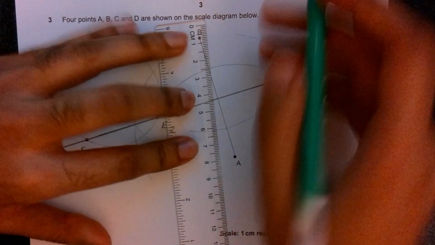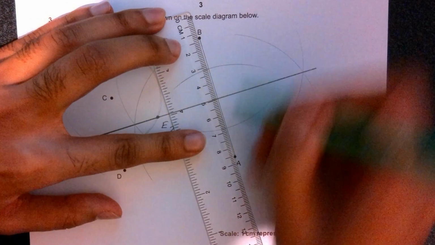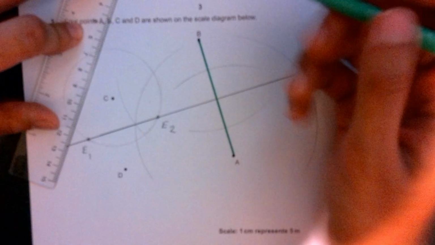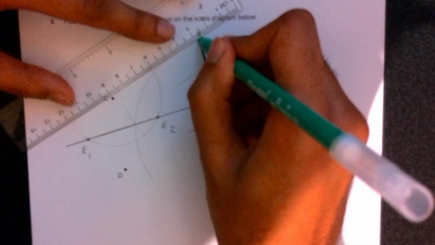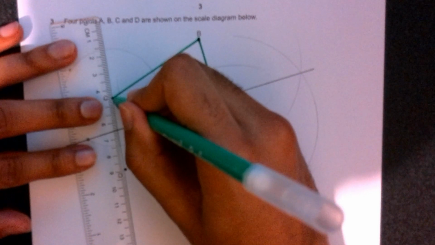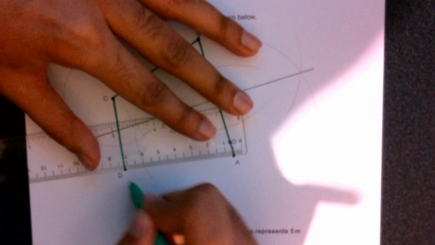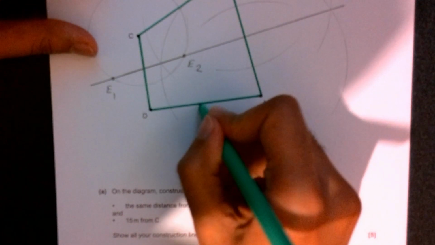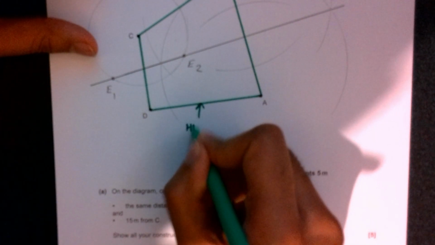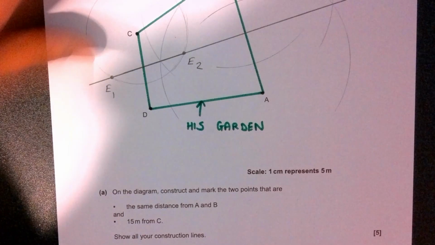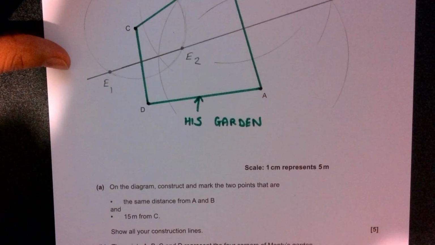what we'll do to begin with is we'll join the points A to B, then the points B to C, then C to D, then D to A. What is this over here? This is his garden.